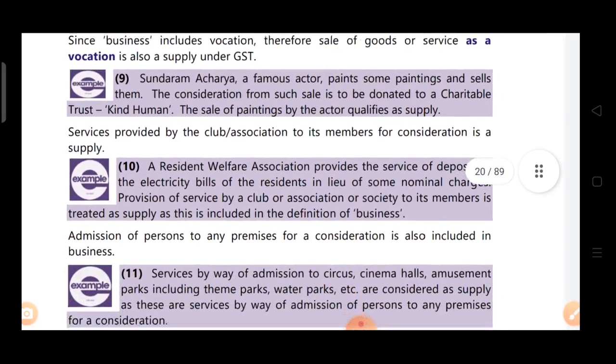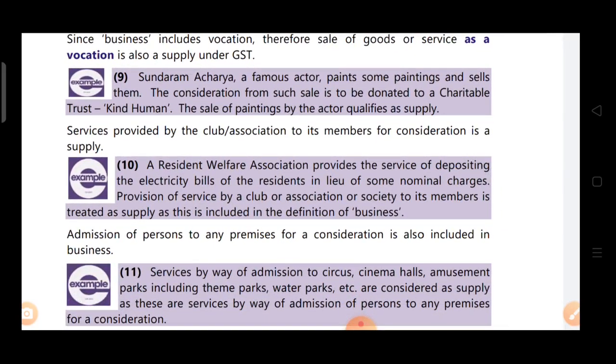Now second example is service provided by a club or association to its members for consideration as a supply. A resident welfare association, based on this line only, this example is based. Example number 10. A resident welfare association provides service of depositing electricity bills of the residents in lieu of some nominal charges. Provision of service by a club or association or society to its members is treated as supply, as this is included in the definition of business. This is specifically included in the definition of business when a club provides any service to the residents in lieu of some nominal charges. So this is termed as supply.